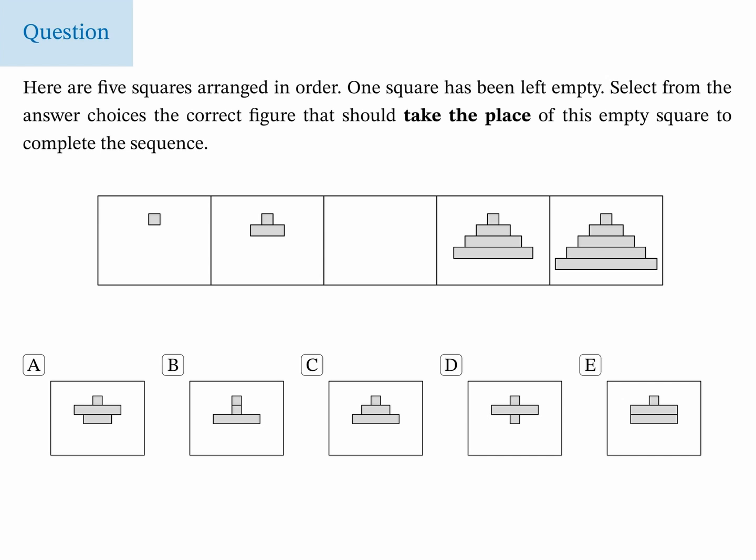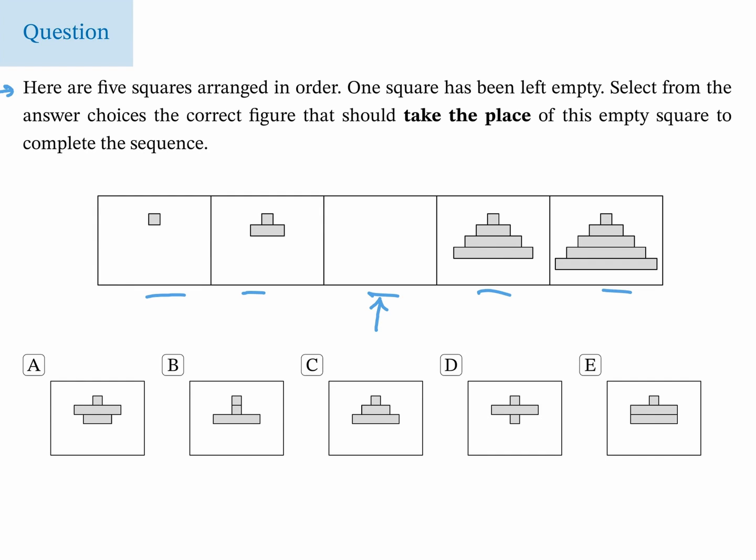Now, what I'm going to do for this particular one, because we've never seen this question type before, is that I'm going to read it out, and then I'm going to give you some time to have a go at this question. So let's start by reading the question. What it says is, here are 5 squares arranged in order. 1, 2, 3, 4, 5. 1 square has been left empty. We can see that this is the one that's been left empty.